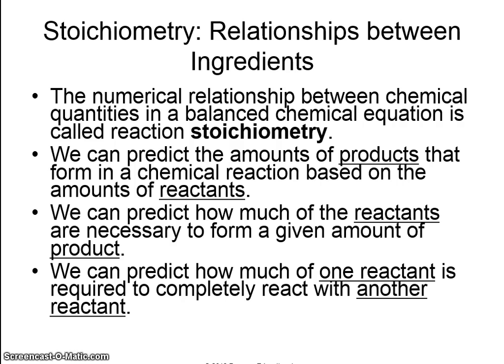So what is stoichiometry? The numerical relationship between chemical quantities in a balanced chemical equation is called reaction stoichiometry. It tells us some things about products and reactants. We can predict the amounts of products that form in a chemical reaction based on the amount of reactants we know about. Or we can predict how many reactants we need to use to come up with a certain amount of product. We can predict how much of one reactant is required to completely react with another reactant to give us 100% yield in our reaction.